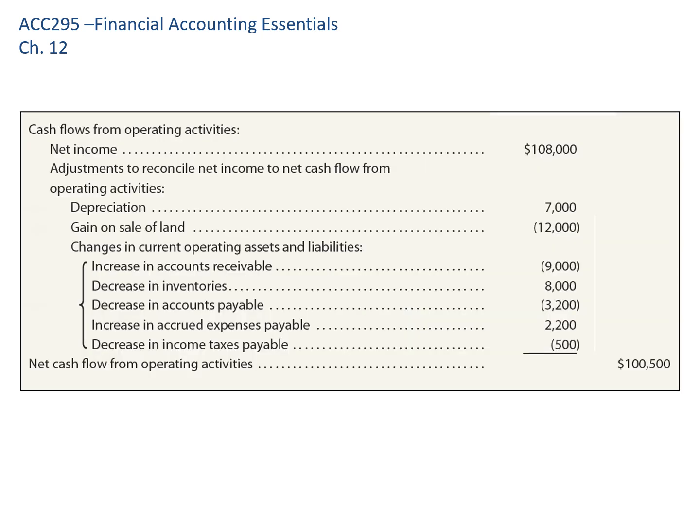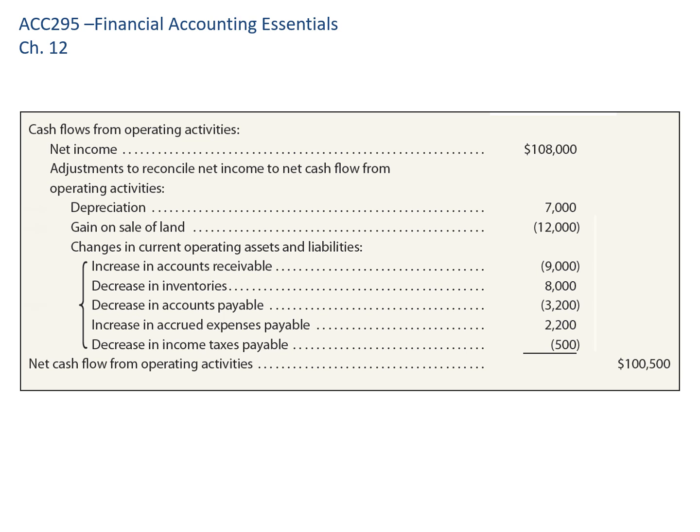So here's an example of an operating activity section. As I mentioned before, we start with net income. We add back a non-cash expense, depreciation, and then we had a gain on the sale of land of $12,000. That's included in the 108 up there, but I want to include the total amount I got for the land down in the investing section. So I need to subtract that gain because it added to the 108. Okay, so I subtract it back out.